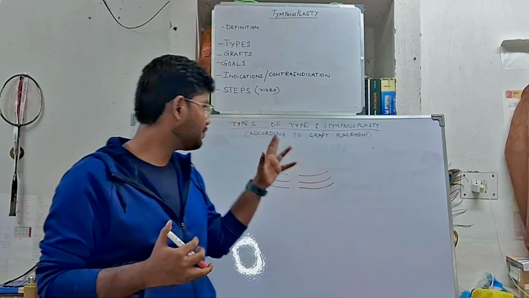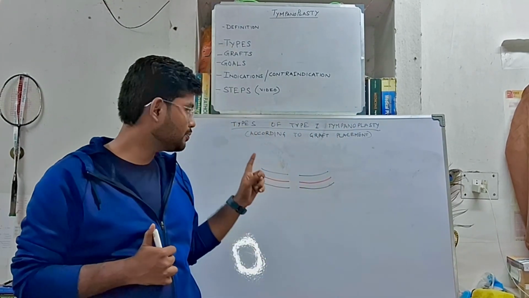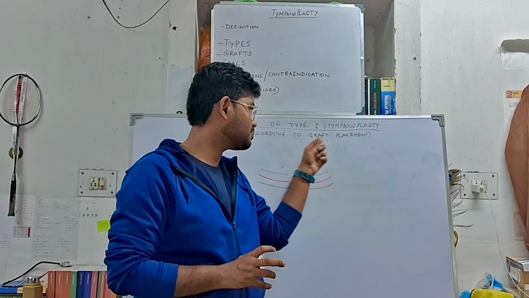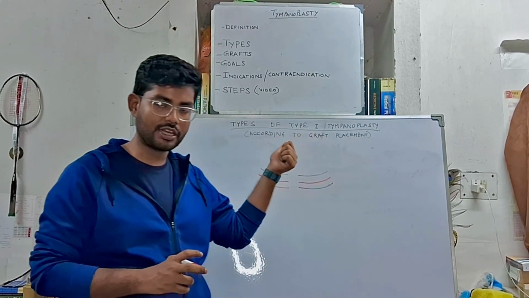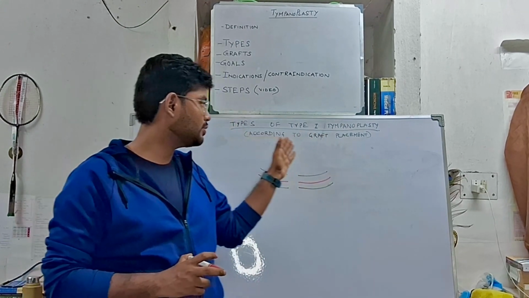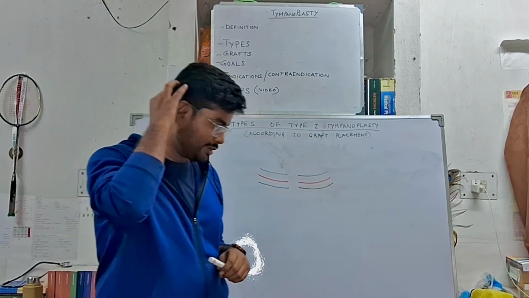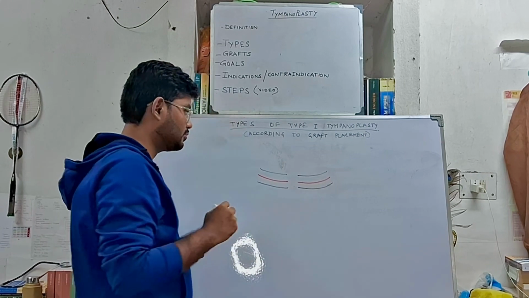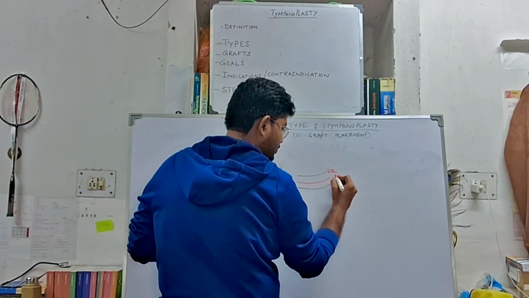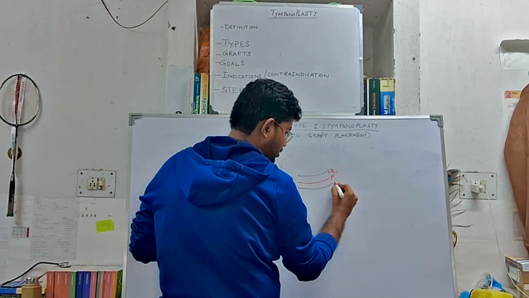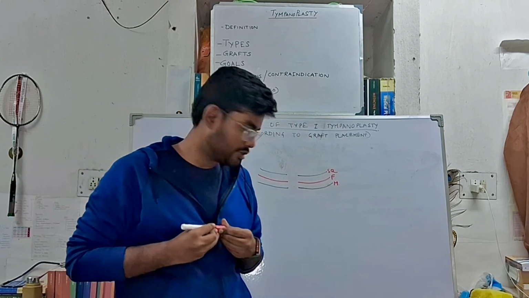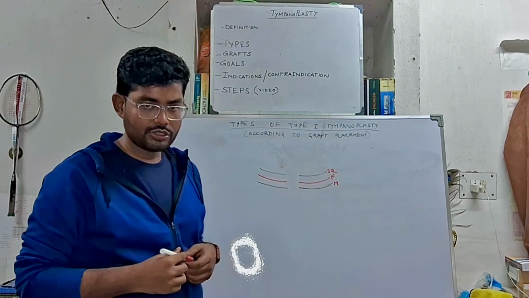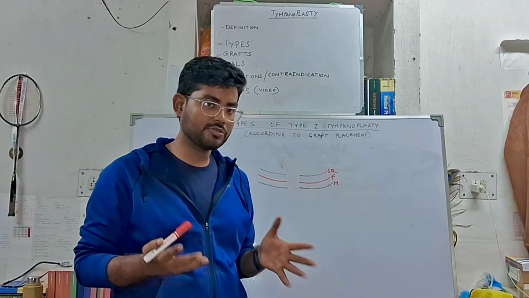Now coming to the types of type 1 tympanoplasty, this is very important and commonly asked in the exams as well. So according to graft placement, basically the classification of type 1 tympanoplasty is according to the placement of graft. Now we know that the tympanic membrane is a tri-layer structure, so it has 3 layers. So this is your outer squamous layer, the middle fibrous layer, and the inner mucous layer. Now suppose this is the tri-layer structure and this is the part where the perforation is present. So we can place the graft in 3 types of ways.